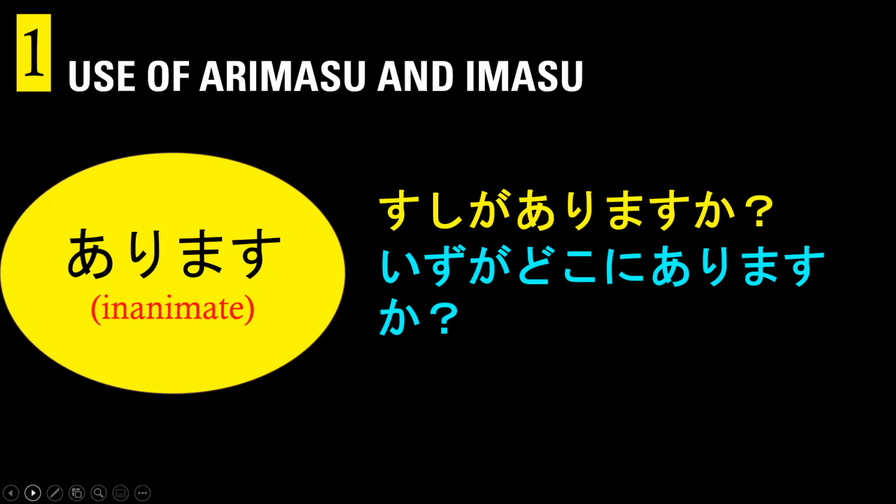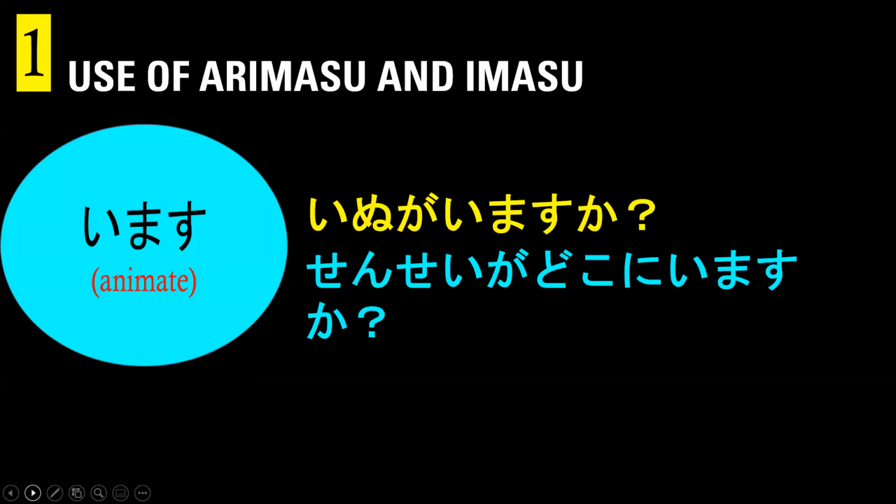Next, isu ga doko ni arimasu ka? Where is the chair? So where does the chair exist? Or where is the chair located? So nasaan na yung chair? So where is the chair? Okay. So these are some examples.